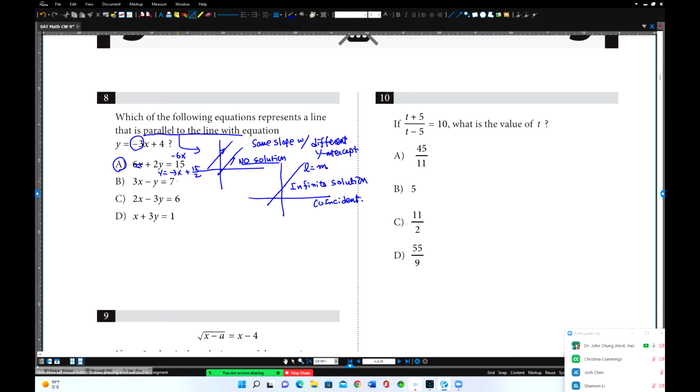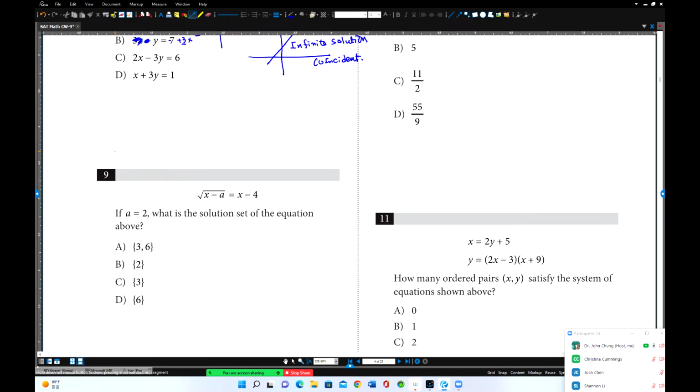This one, -3x divided by 1, plus 3x minus 3. This one slope is 3, right? Not -3. You can check it out, okay? Only this one has a slope of -3. Number 9.